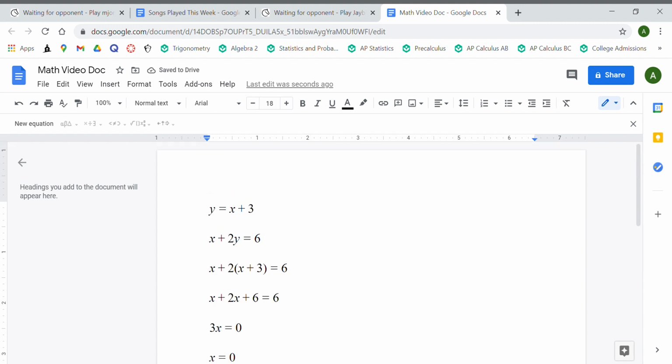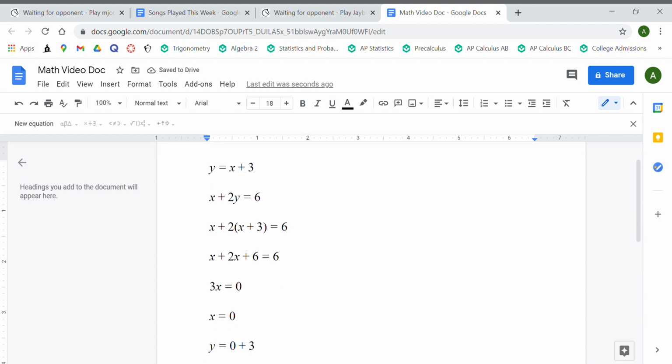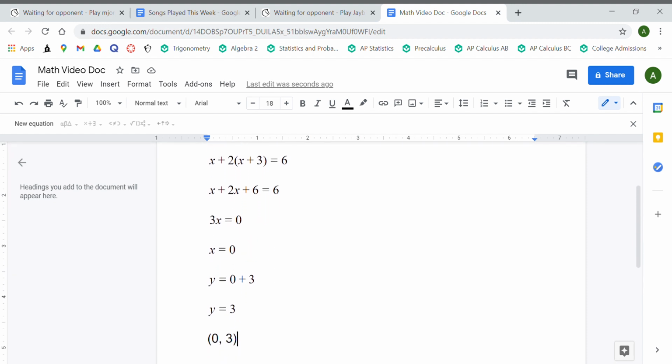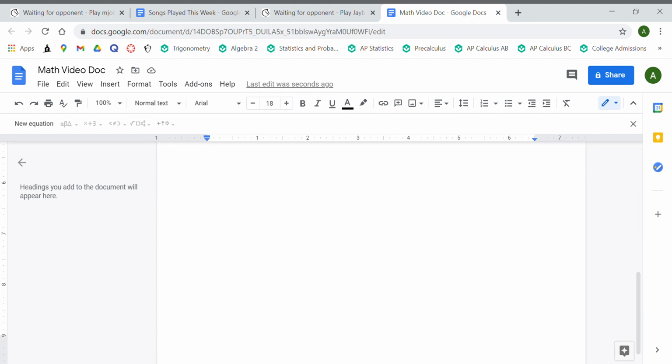So if you were to graph y equals x plus 3 and x plus 2y equals 6 on a coordinate plane, you would end up having the lines cross at the point 0, 3. Pretty cool, right? Alright.